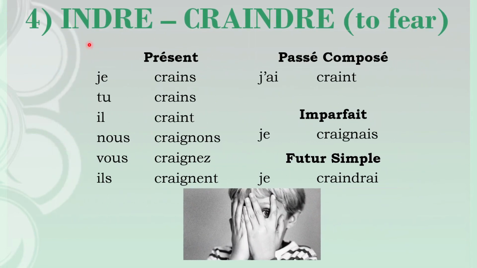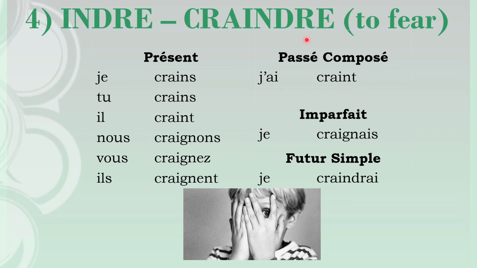Next, we have the INDRE ending verbs. There are quite a few here as well, which end with INDRE. So I've taken, for example, craindre, which is to fear or to get scared of something. So je crains, tu crains, il craint, nous craignons, vous craignez, ils craignent. This is how craindre goes.